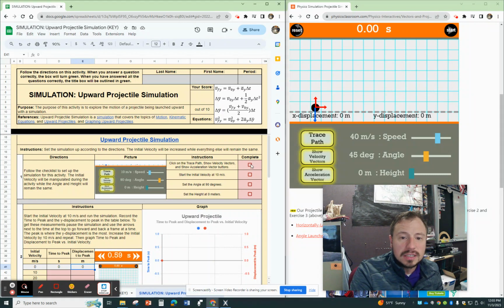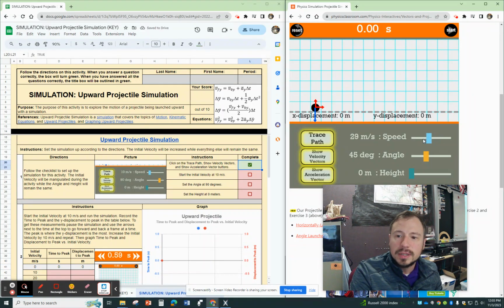Set the initial velocity at 10 meters per second. We're going to be changing that initial velocity, or the speed, right here at speed. There it is, 10 meters per second. Start the initial velocity at 10. Great, we got that. Set the angle at 90 degrees.